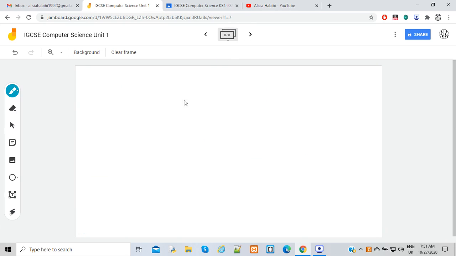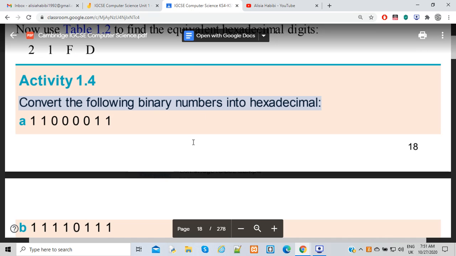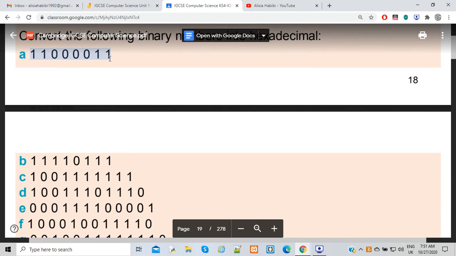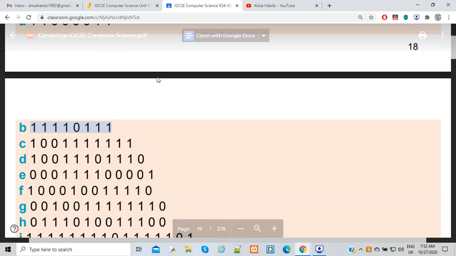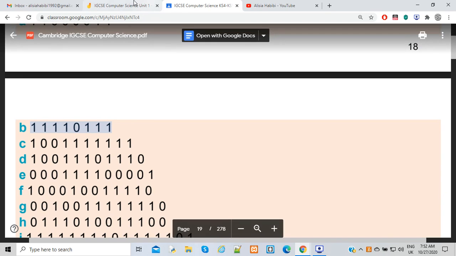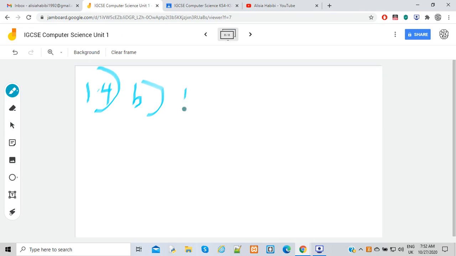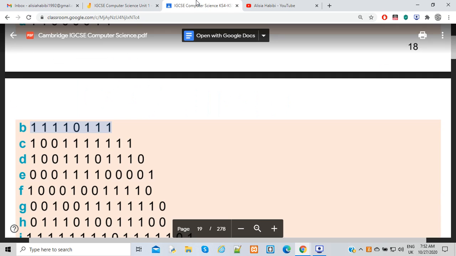We're going to do another example from the same activity. So we're still in 1.4, and we're going to be doing example B now. We've done A and we've gotten the answer to be C3. Now B basically says we have 4 ones, then a 0, and then another 3 ones. So we're going to write that down: 1, 2, 3, 4, and then a 0, and then 1, 2, 3. So I think that's that.